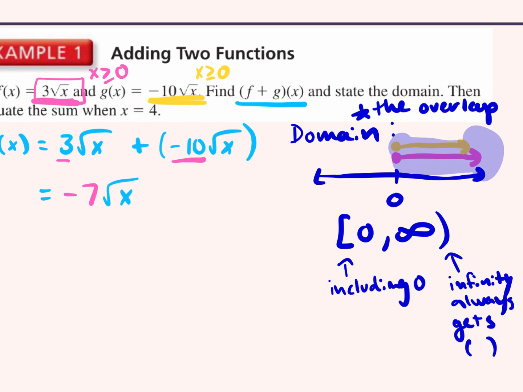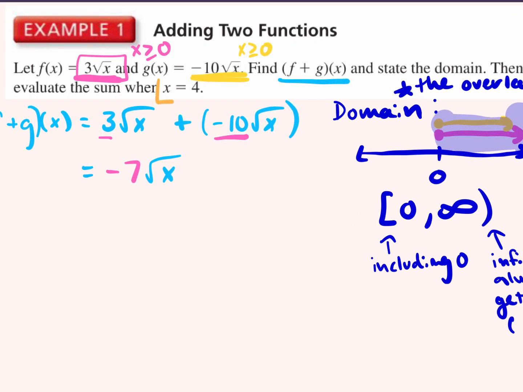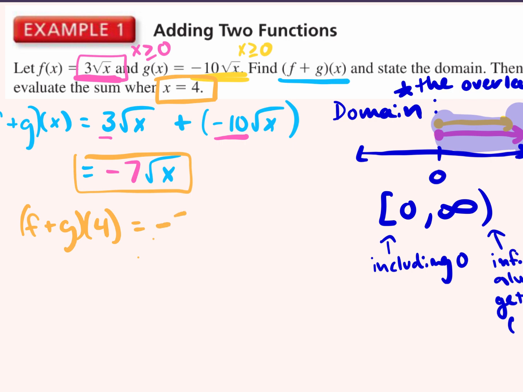All right, last thing this question asks for is to evaluate the sum when x is equal to 4. So I'm going to take my new function here and plug in 4 into x. So f plus g of 4, because I'm plugging in 4 into x, is equal to my new function here, so negative 7 square root 4. So I just plug in 4 into the x. And then we have to simplify from here.